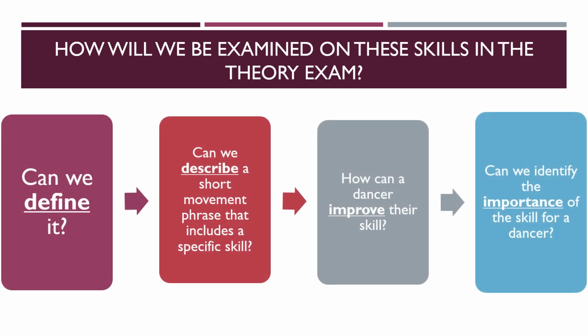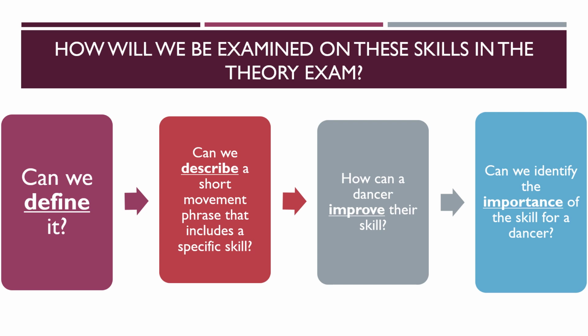So, where will these physical skills be in our theory exam? The first thing that you have to be able to do is to define all 11 of the physical skills. Okay, you have to be able to define them. The next thing you have to be able to do is describe a short movement phrase. That's simply the examiner wanting to know, can you explain where isolation, for example, is in a movement phrase? Can you explain that to the examiner or describe that?